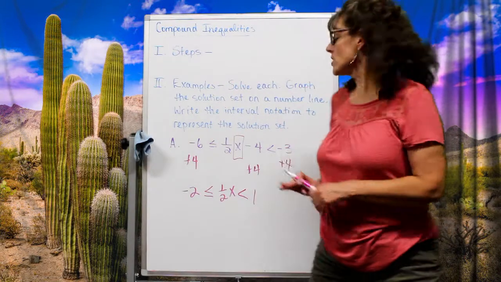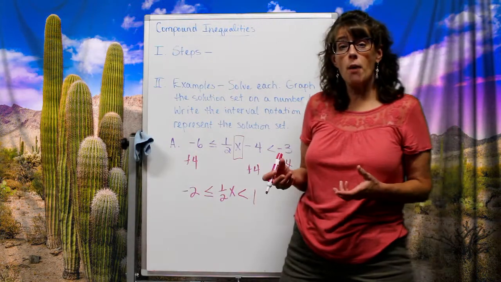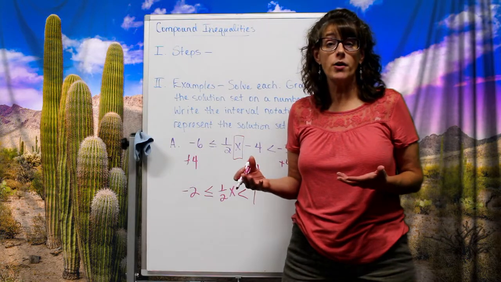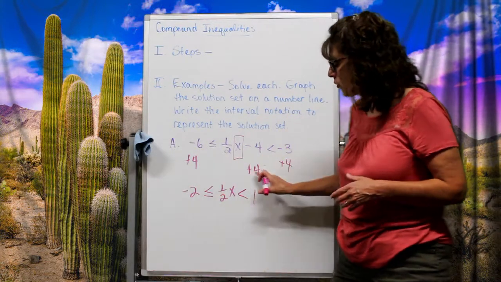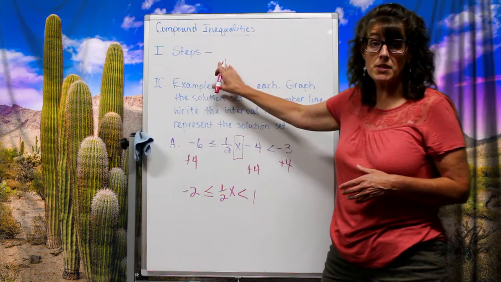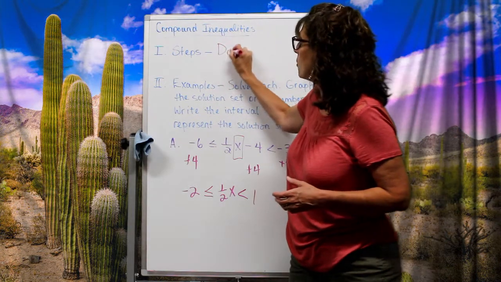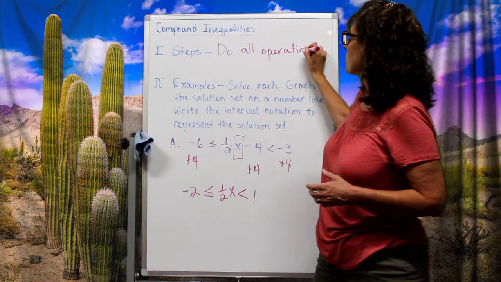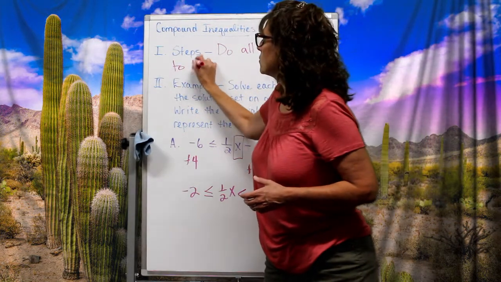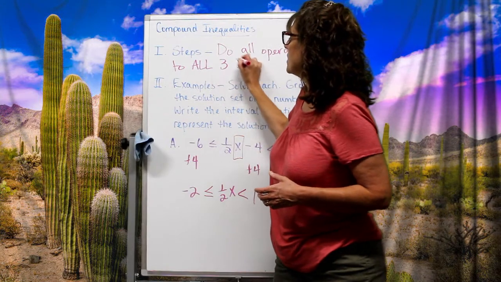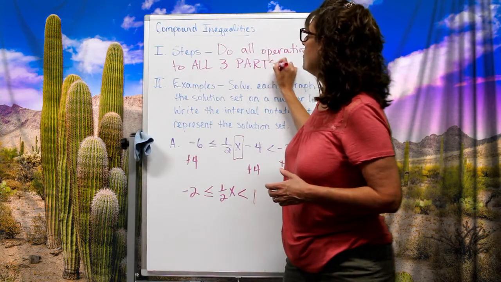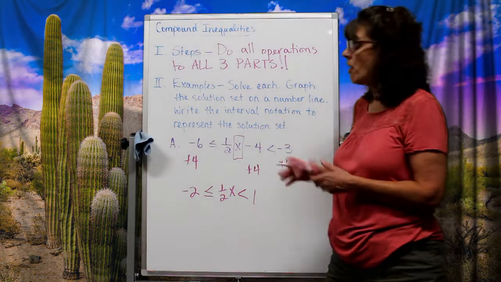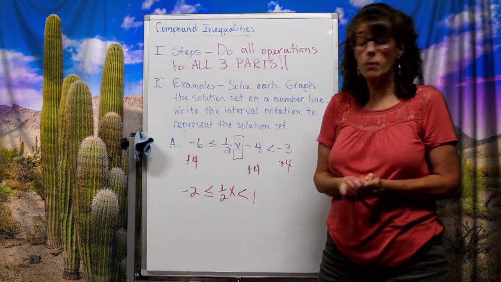So hopefully what you're seeing here is that to be able to solve a compound inequality, you do what you would have done for a regular inequality. The only catch is you're going to do it to all 3 parts. So the steps then, quite frankly, are you're going to do all operations to all 3 parts. To all 3 parts. And that is the only difference between solving a regular inequality and a compound inequality. You just got to do it to all 3 parts.